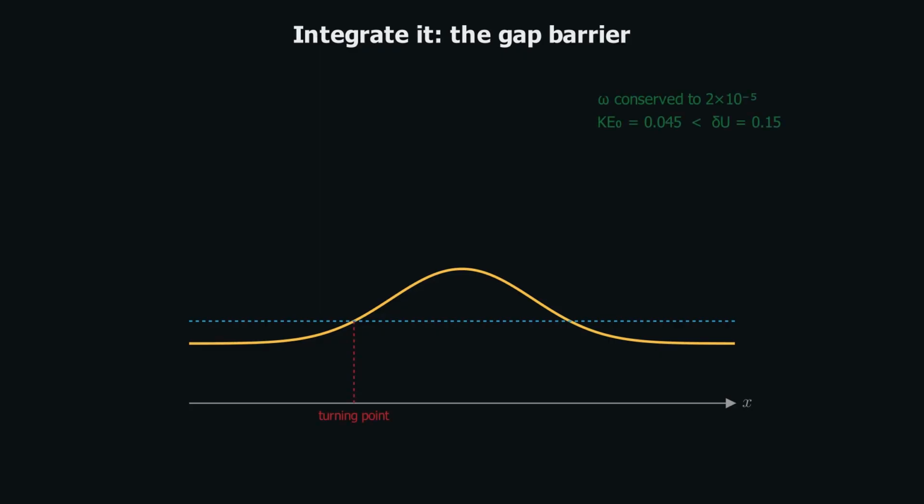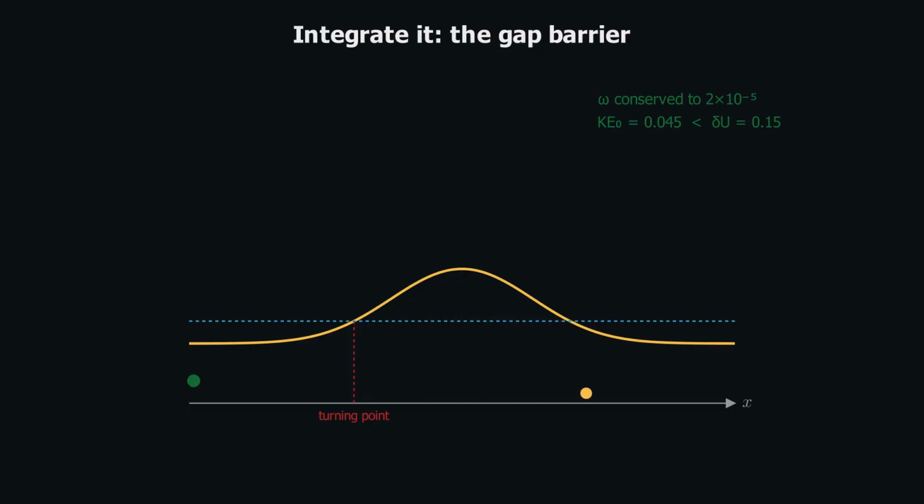Integrate the ray equations and 2 things happen. The conserved frequency holds to 2 parts in 100,000 across the whole flight, so the integrator is honest, and the particle climbs, halts, and comes back. It reflects: a test mass turning around on a potential hill, not a bookkeeping artifact.